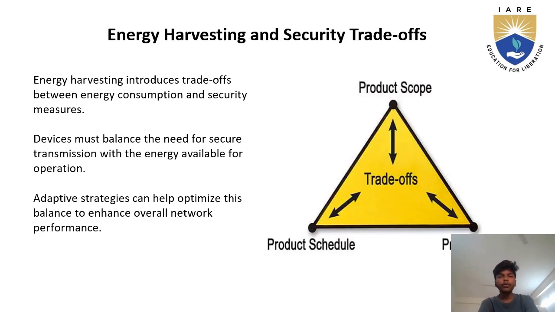Moving on, now we will talk about energy harvesting and security trade-offs. Energy harvesting introduces trade-offs between energy consumption and security. Devices must balance the need for secure transmission and the energy available for operation. Adaptive strategies can help optimize the balance to enhance overall network performance.